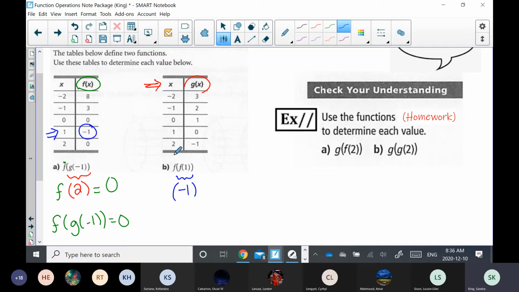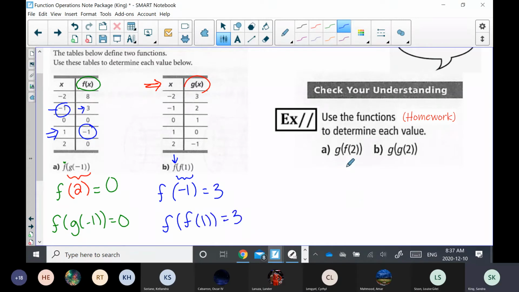That then goes into whatever the outer function is, which happens to be f again. So then I say, okay, I'm going to evaluate what is f at -1. We're still in my f function table. And when x is -1, which is right here, the corresponding y value, which is my answer, is going to be 3. So how I would write this is f of f of 1 is equal to 3.